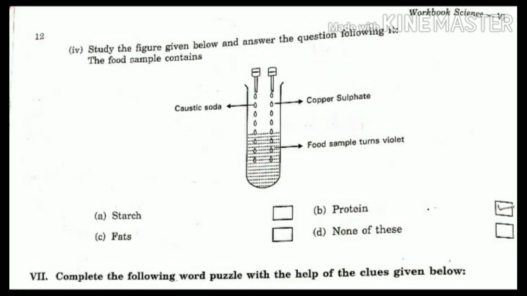Fourth, study the figure given below and answer the questions following it. The food example contains B. Protein. Seventh, complete the following word puzzle with the help of the clues given below.